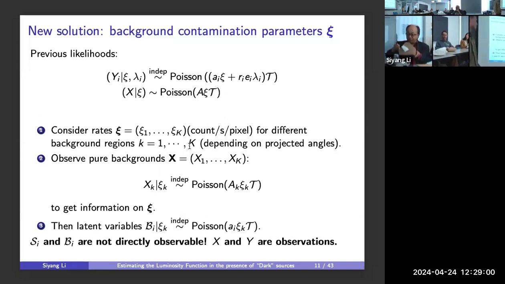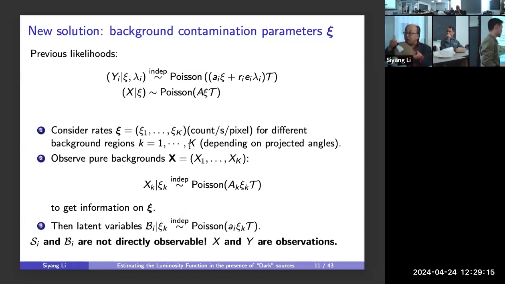Okay, so we also assume that the background is homogeneous within each stratified region. That's how we can use the observation of a pure background to infer the background contamination rates in each background region, and then plug the contamination rate in each background region into the likelihood for each observed number of photon counts in each source region.